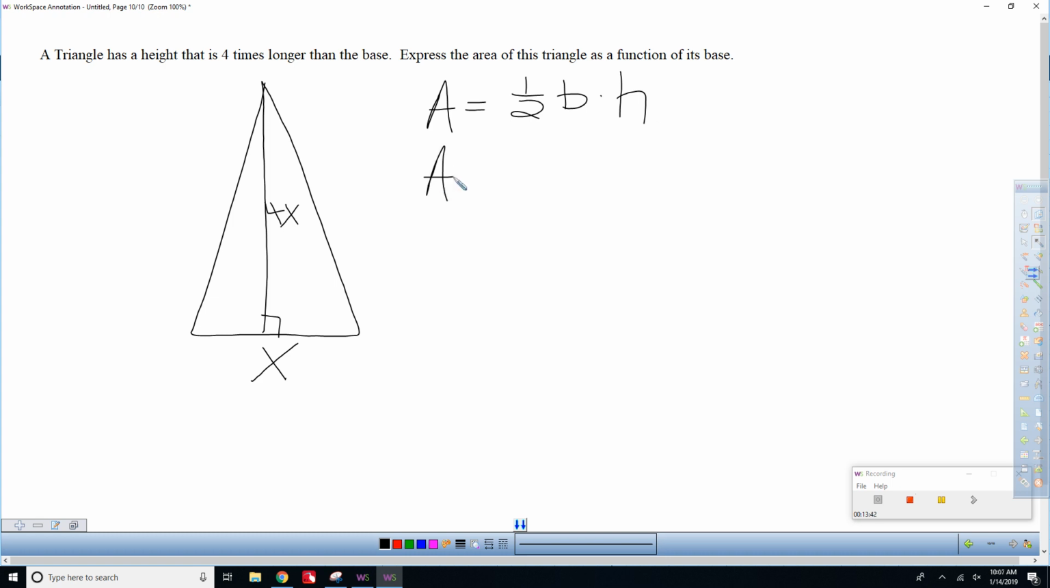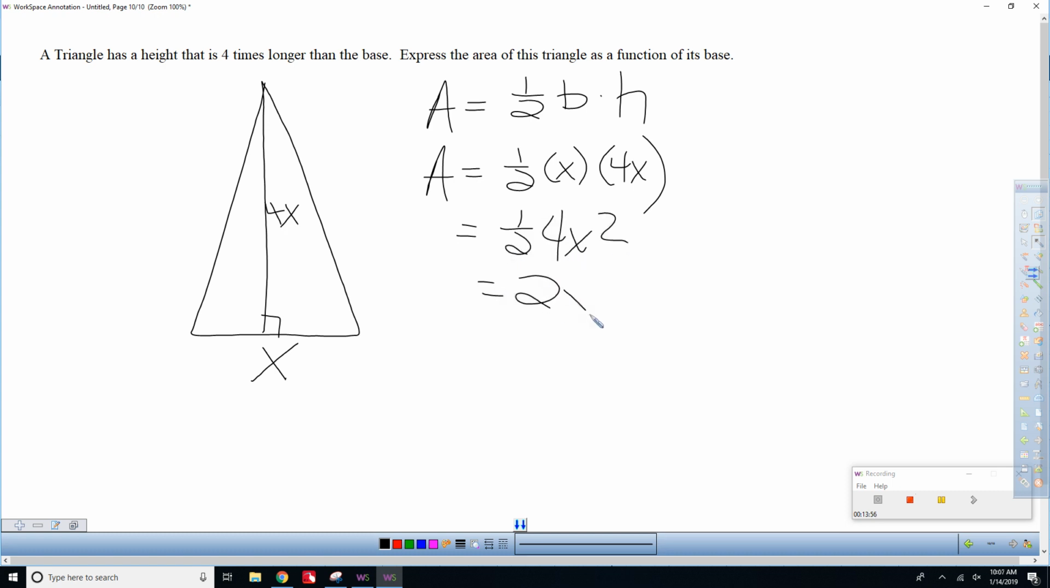So the area function is going to be 1/2 times x times 4x, which is 1/2 of 4x squared. So that's 2x squared. Got it? There's your review. Boom!